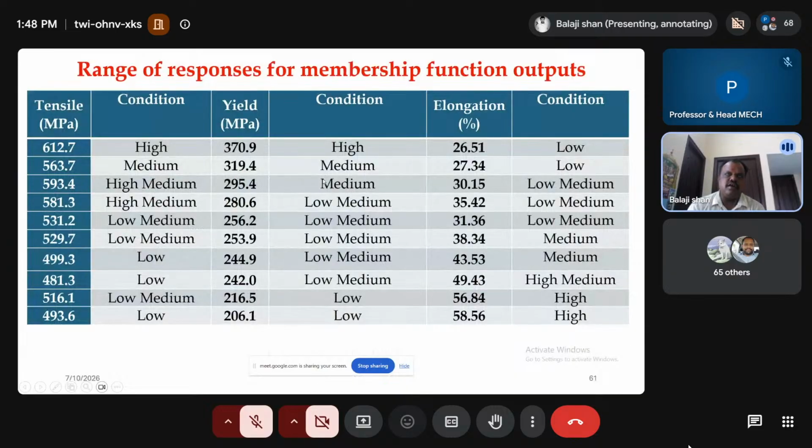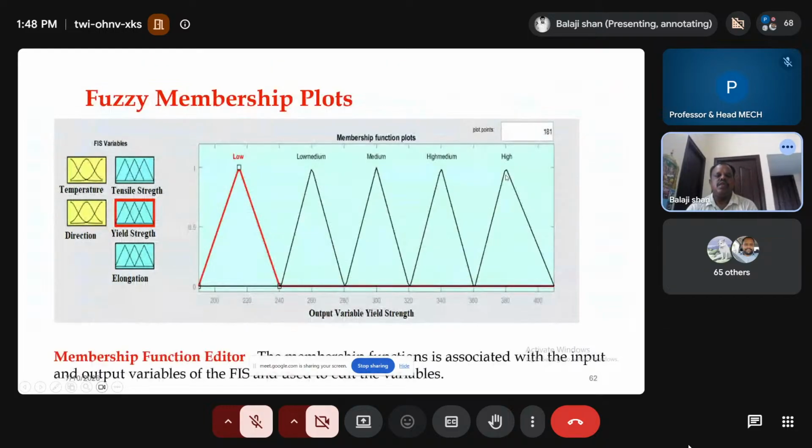Similarly for the yield strength also, and similarly for the elongation also. So based on the results, you can select any one of the output parameters, tensile strength or yield strength or elongation, and categorize the values. So 0 to 240, you can see here.